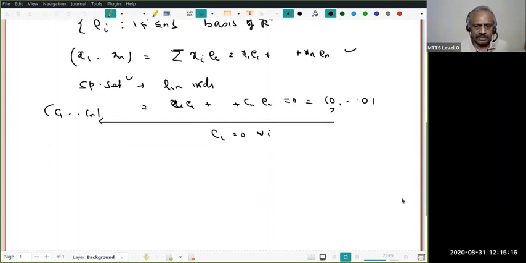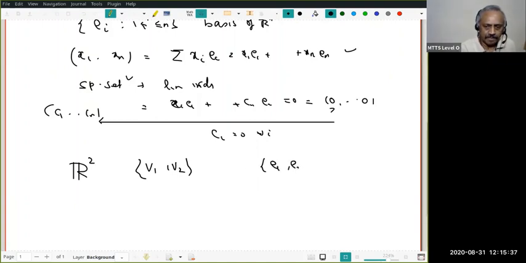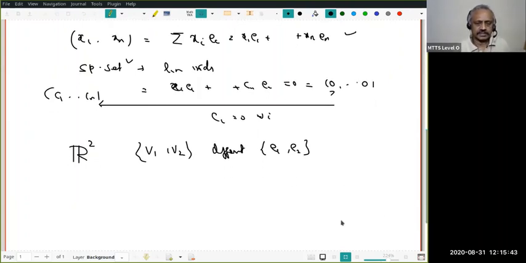Now, the general problem is that students do not know how to generate more bases. I will give you a very simple, easy trick. Let's start with R2. Now I want a basis v1, v2 of R2 which is different from e1, e2. More generally, we can do that.